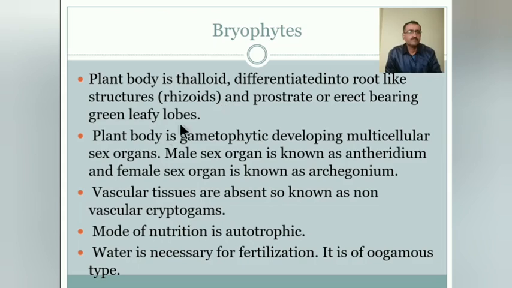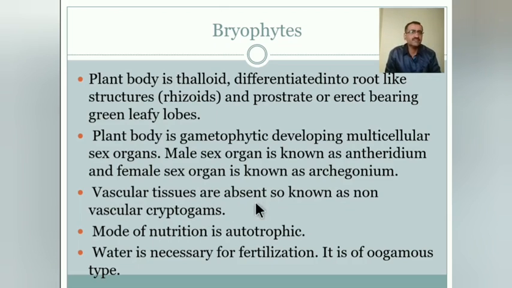Okay. Next, plant body is gametophytic, developing multicellular sex organs. Okay. Male sex organ is known as the antheridium, and female sex organ is known as the archegonium. Okay. This is the important character of the bryophyte. Next one is the vascular tissue. They are totally absent, so known as non-vascular cryptogams.